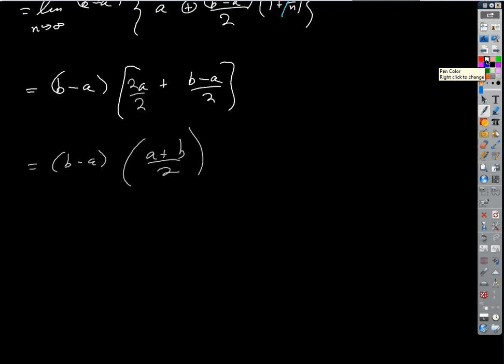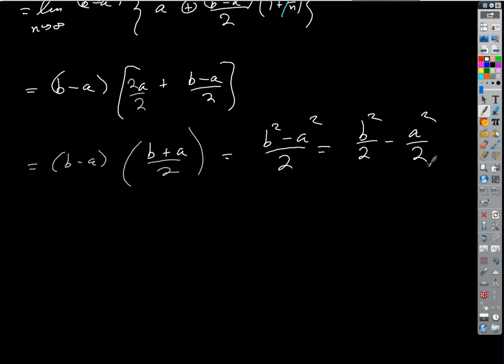I could also write this as b plus a. In fact, let me do that. Not that it matters. I mean, addition's commutative, right? So the order doesn't matter. What's b minus a times b plus a? That's that conjugate pattern. b squared minus a squared over 2. Which I could write as, if I wanted to, b squared over 2 minus a squared over 2.